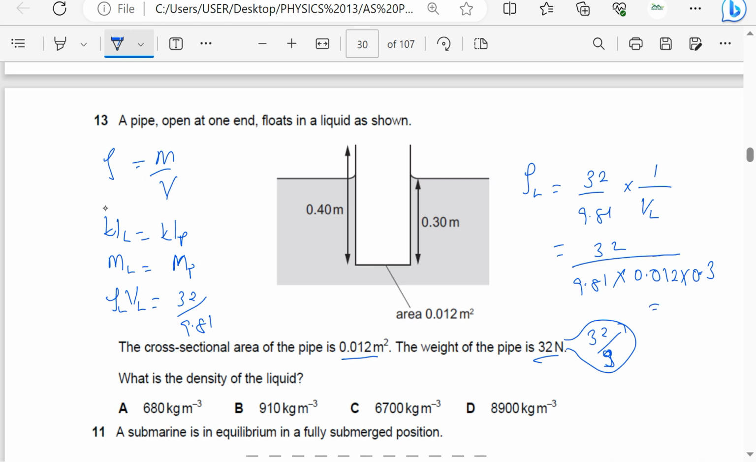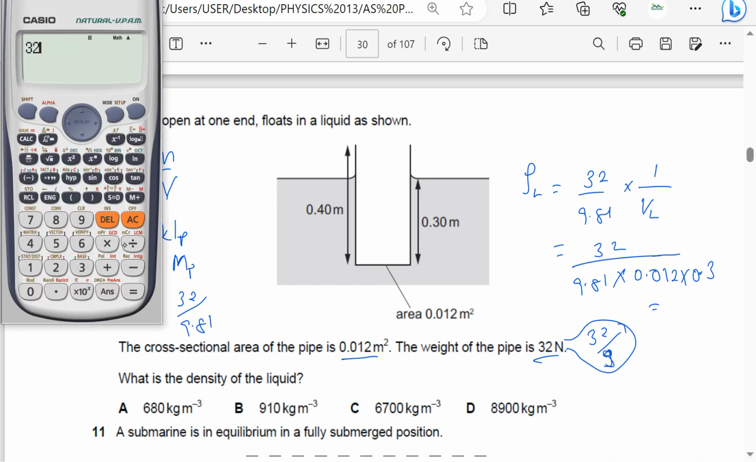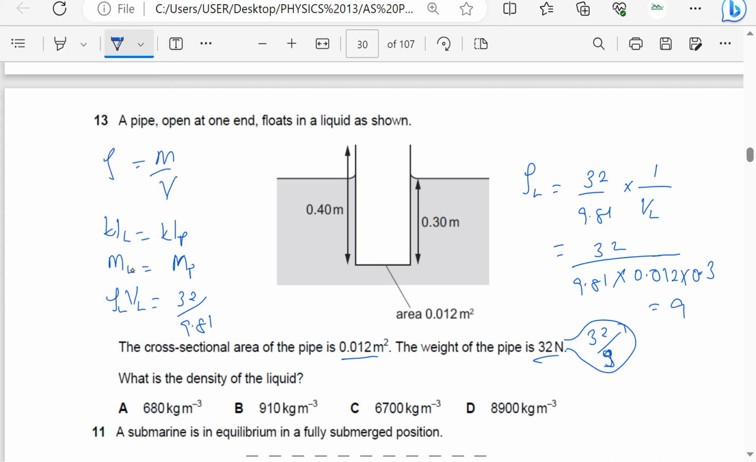I will just press my calculator. 32 divided by open brackets 9.81 times 0.012 times 0.3. That is 906, which is approximately 910. So this is 910 kilograms per meter cubed.